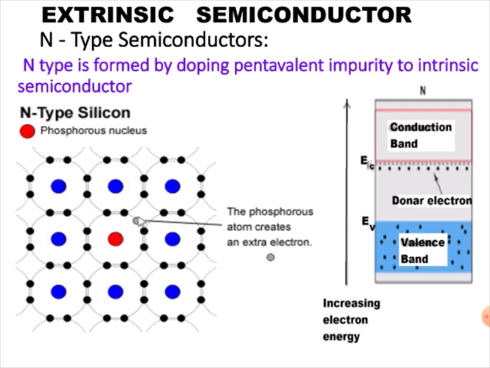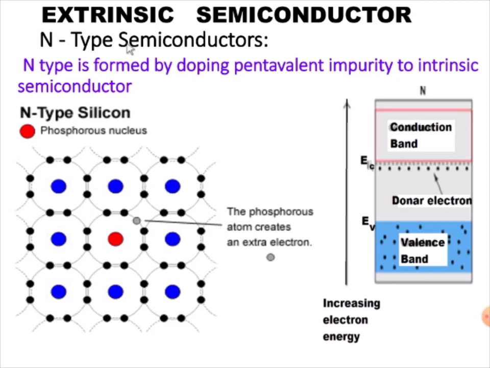At room temperature, some of the covalent bonds may get ruptured, producing free electrons and an equal number of holes in the n-type semiconductor. But overall, the total number of holes in the n-type semiconductor is relatively small compared to the electrons. Hence, in an n-type semiconductor, electrons, which are more in number, are the majority charge carriers, whereas holes, being fewer, are the minority charge carriers.